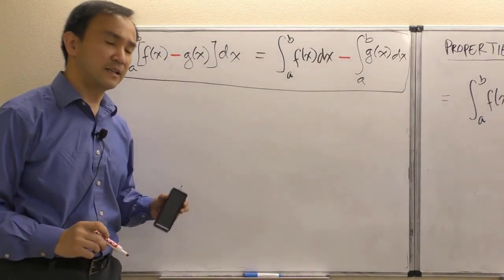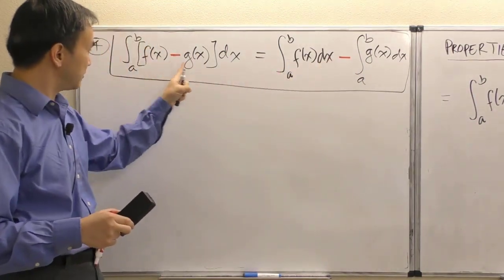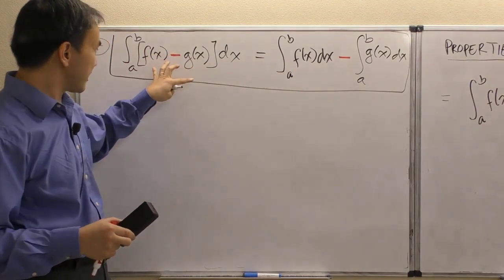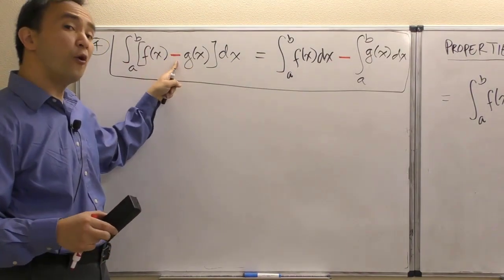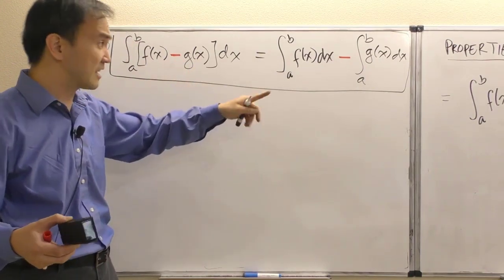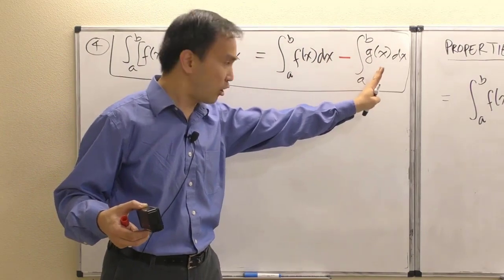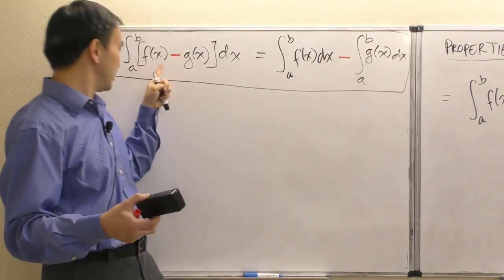And anytime it comes to subtraction, we just need to be careful with the order. So in the beginning, before we separate it out, f of x came before the subtraction sign, and g of x came after the subtraction sign. And so here the order of the 2 definite integrals has to come exactly as how it started in the beginning.